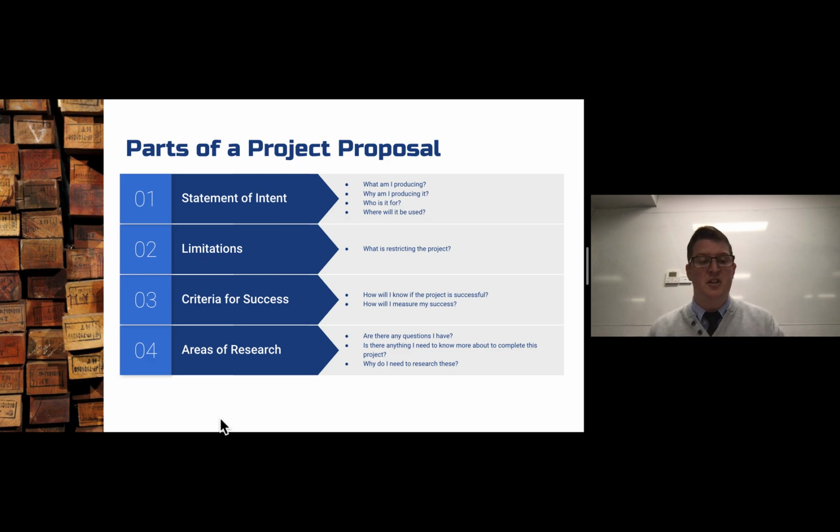Once you've defined what you want to make, you then need to define the things that are going to restrict you from completing the project. We call these the limitations. They could be things like time, money, skill levels, etc. We need to define them so that we know how to work with them and work around them. Next, we need to come up with some sort of criteria that defines what is going to be used to measure whether our project is a success. We call this the criteria for success.